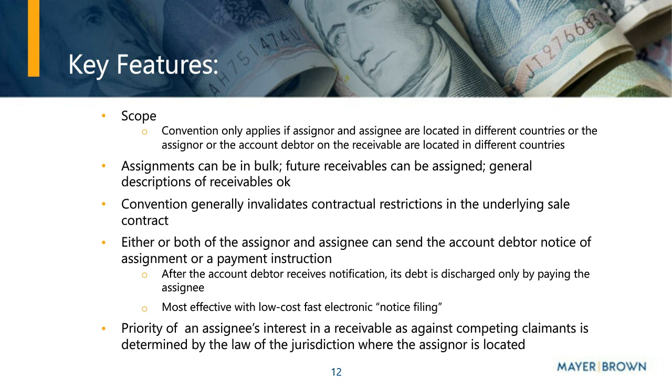One of the most important parts of the convention addresses the priority of an assignee's interest in a receivable as against competing claimants, and Alex has spoken about this in some detail as a concern, as a problem the convention seeks to address. So the convention looks at competing claimants, such as other creditors of the seller, assignor, competing assignees, or the supplier's trustee or administrator in bankruptcy. The convention provides that the priority of an assignee's interest, again, that's the seller, is determined by the law of the jurisdiction where the assignor is located.